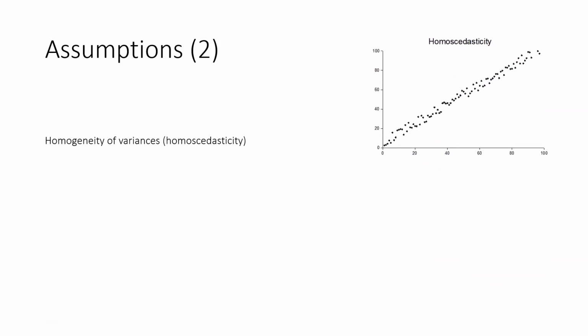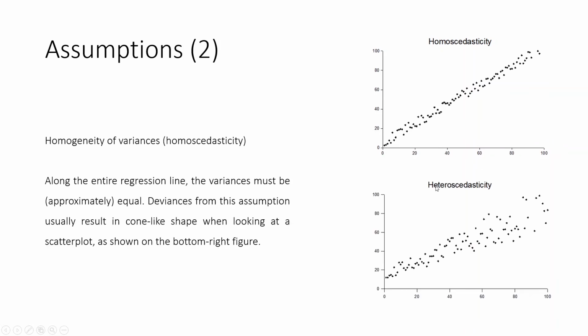The second assumption is homogeneity of variances, also called homoscedasticity, which means that the variance around the regression line has to be the same for all values across the x-axis. So in this case, that means that along the entire x-axis, the variance along the regression line has to be roughly the same. And you can see that right here. There are no deviances as we go up on the x-axis.